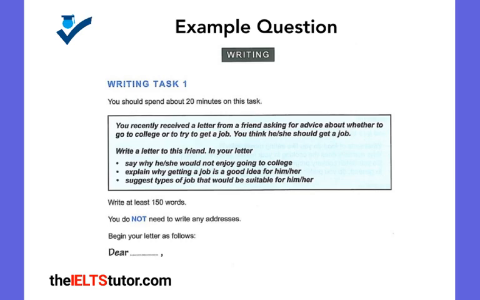Okay, so say why your friend would not enjoy going to college. Explain why getting a job is a good idea for this friend, and suggest the types of job that would be suitable for them. Okay, so write at least 150 words. Okay, not a maximum, at least 150 words. But if you follow my advice, you should target for 170 to 180 words, so that your letter appears developed enough and to ensure that you do not lose any marks should you accidentally copy expressions from the task wholesale.